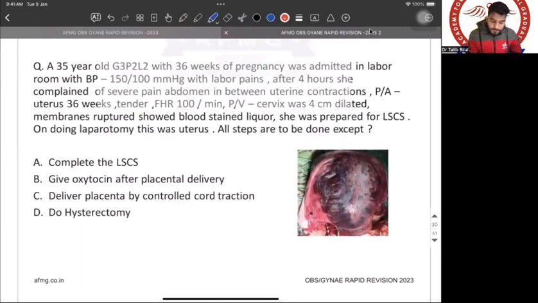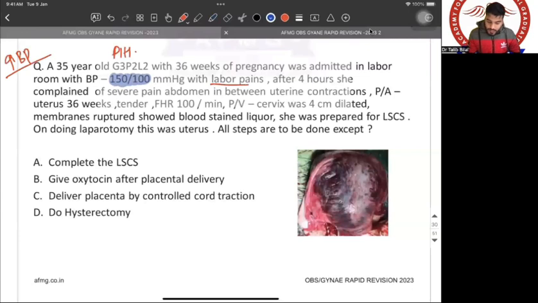A 35-year-old gravida 3 para 2 live 2 with 16 weeks of pregnancy. She's in the labor room with a blood pressure of 150 by 100. That means already, guys, she is a case of pregnancy-induced hypertension. PIH. Increased blood pressure. One hint is increased blood pressure with the labor pains.